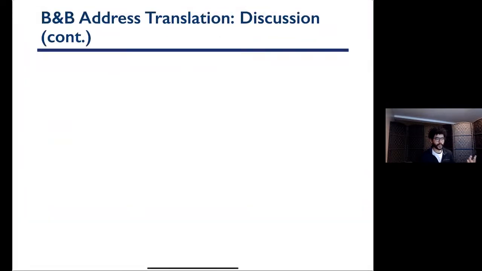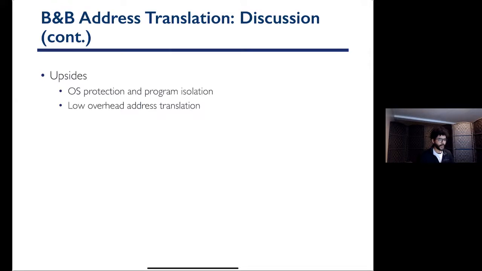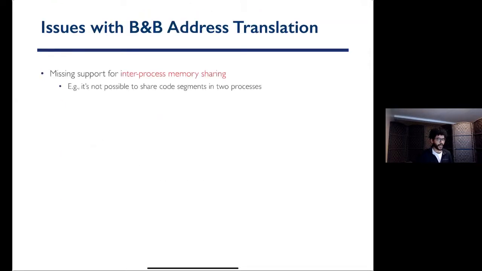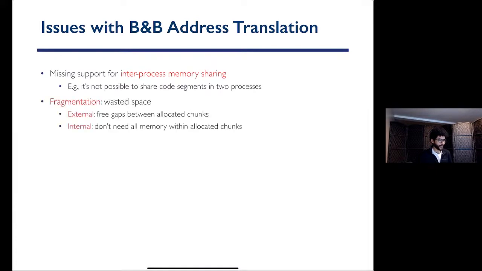The last issue with base and bound is the issue of address translation. So I guess we discussed this: interprocess memory sharing, which is not possible. The next one is memory fragmentation. So what is fragmentation? Fragmentation in memory means wasted space. If you're wasting space, you have fragmentation. Or let's put it this way: if you have fragmentation, it means that you're wasting space.